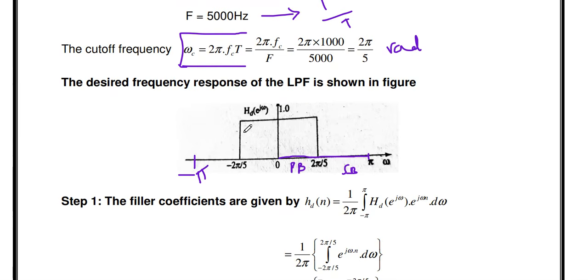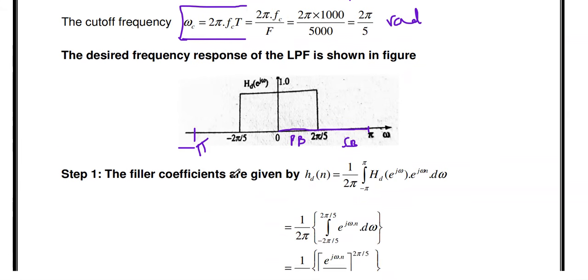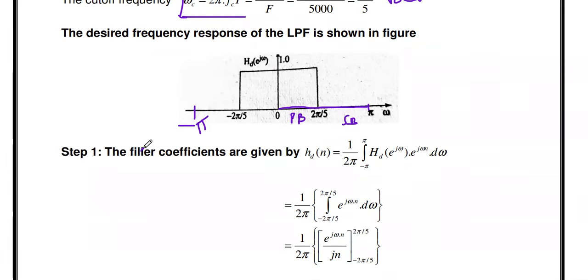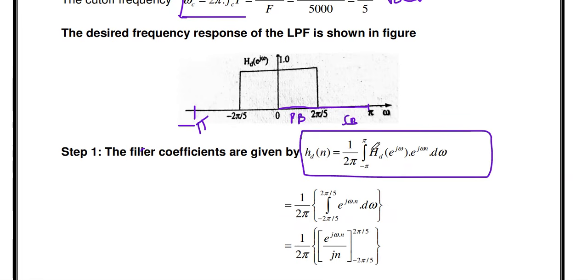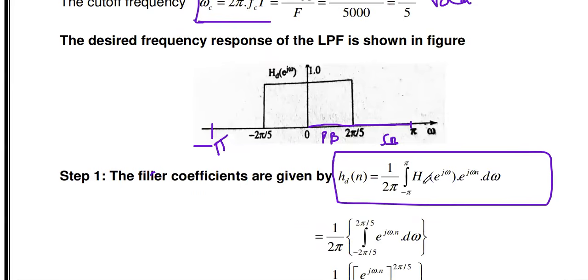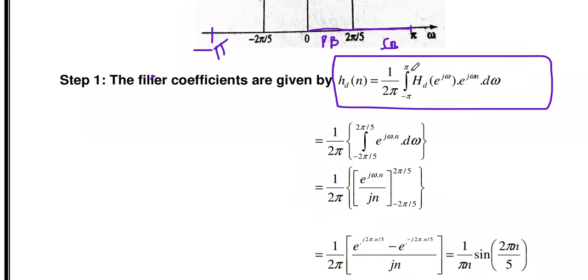After that, as usual, we have to follow the method. You already know the method for designing a filter using the windowing technique. What is the first step? Step number 1 is to find the filter coefficients. The desired filter coefficient Hd of n is calculated using the formula 1 by 2 pi, integration from minus pi to pi of Hd of e power j omega into e power j omega n d omega. In that formula, you substitute the Hd of e power j omega value.